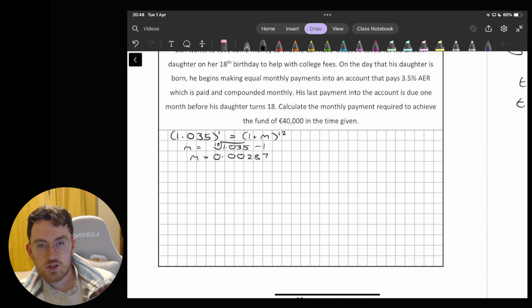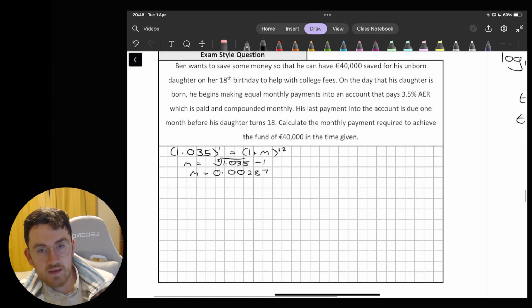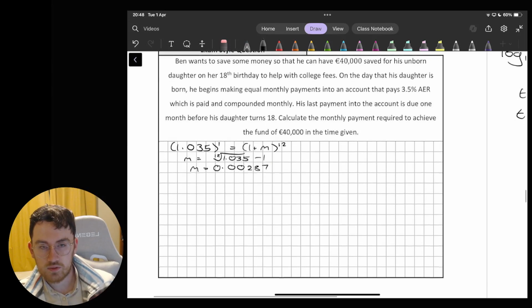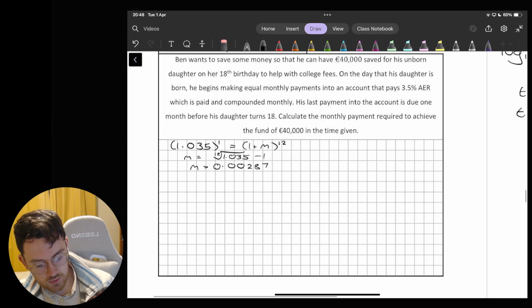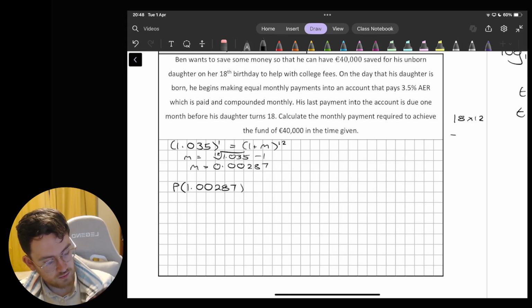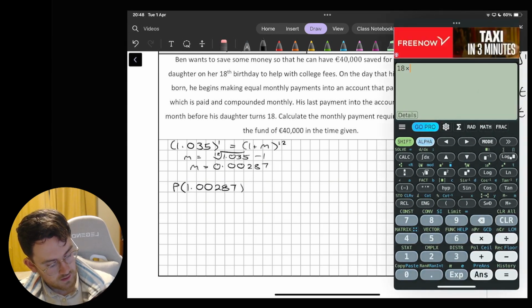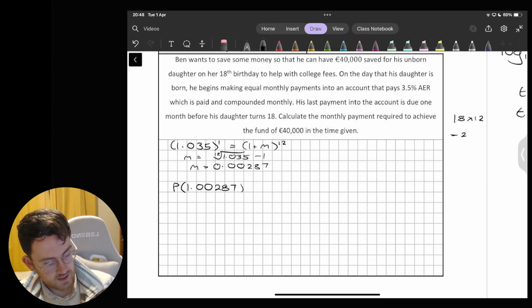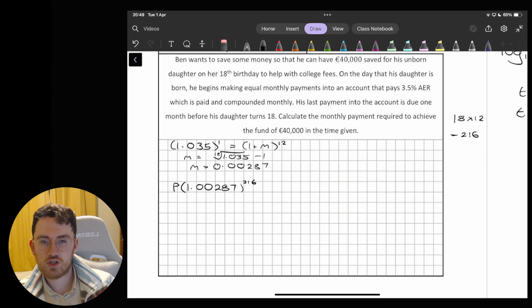We need to set up the situation that's happening here. So he's making payments of, we don't know. Okay, he's making a certain payment, we'll call it P, at an interest rate of 1.00287. The first payment that he makes is on the day she is born. That is going to sit in our account now for 18 years. 18 years by 12 months is 216 months. So that first payment he makes will sit in his account for 216 months.